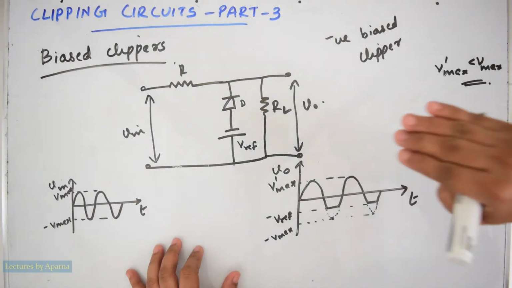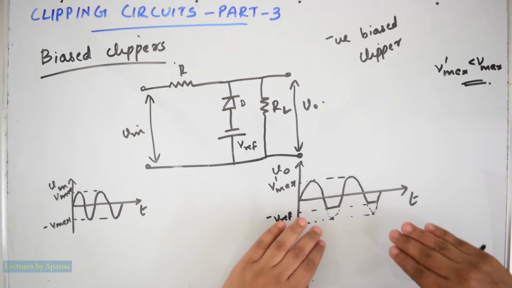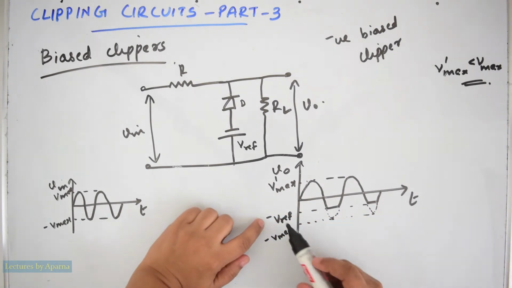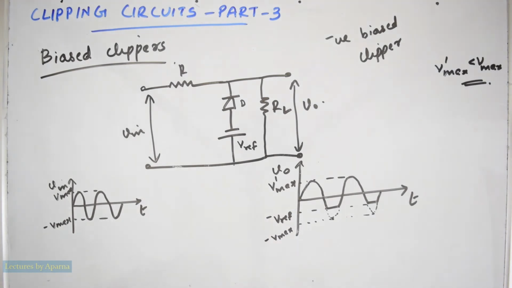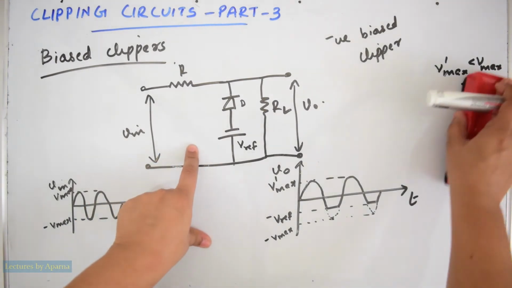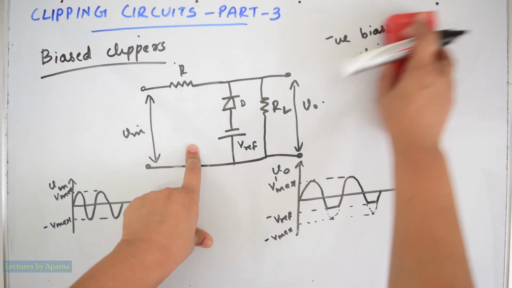So the negative biased clipper, the negative portion will be clipped at minus V reference. So let's see the working of this clipper. First we'll consider the positive half cycle. In positive half cycle, what happens here?